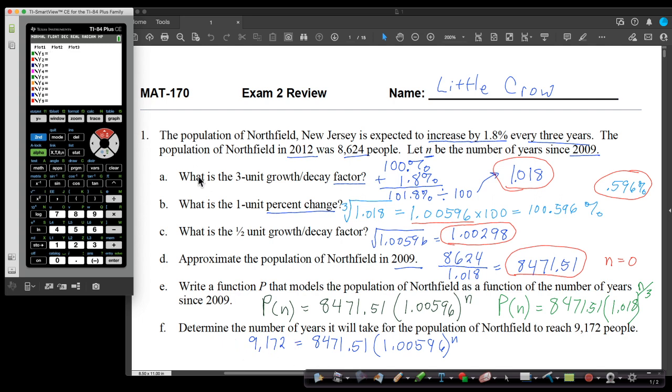So if you want, you can start with the left side. That's just y equals 9,172. It's a constant, right? So we put that in. That's going to be a horizontal line at 9,172. So we'll talk about that more later. Second, y is going to be the right side of the equation.